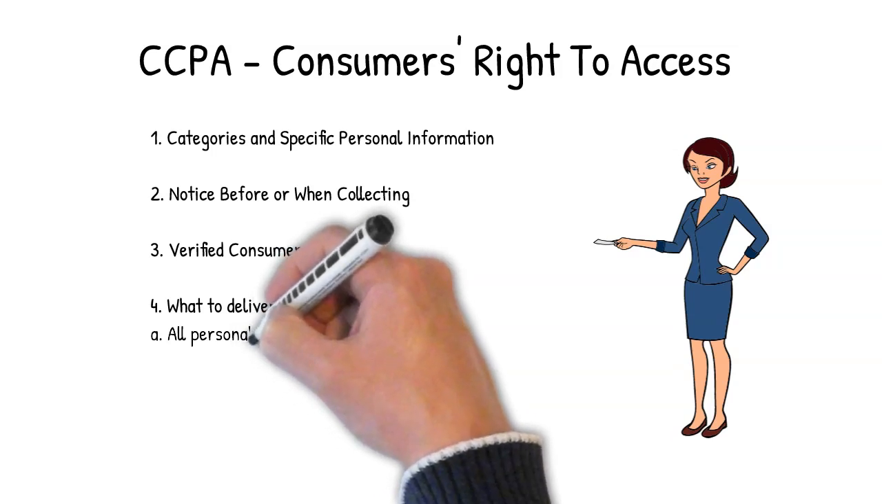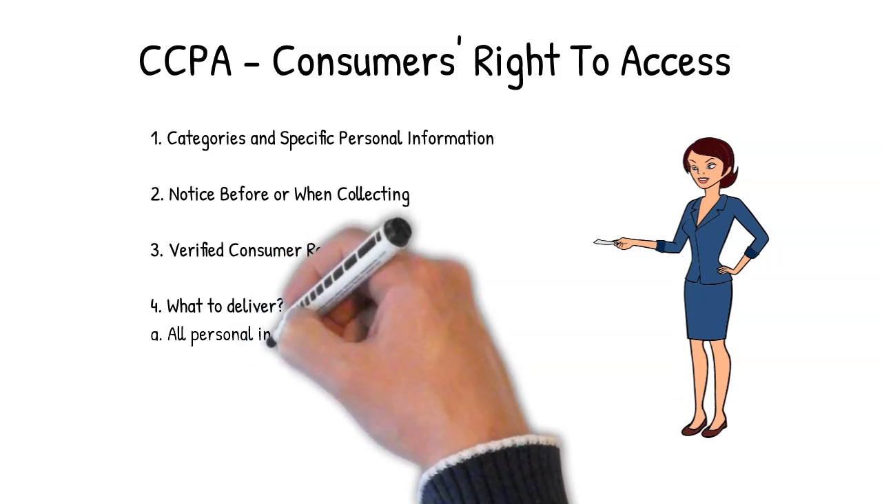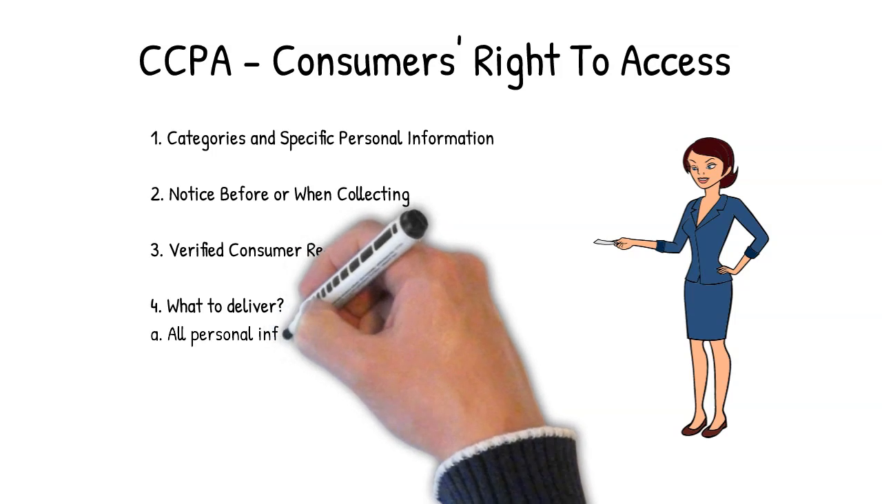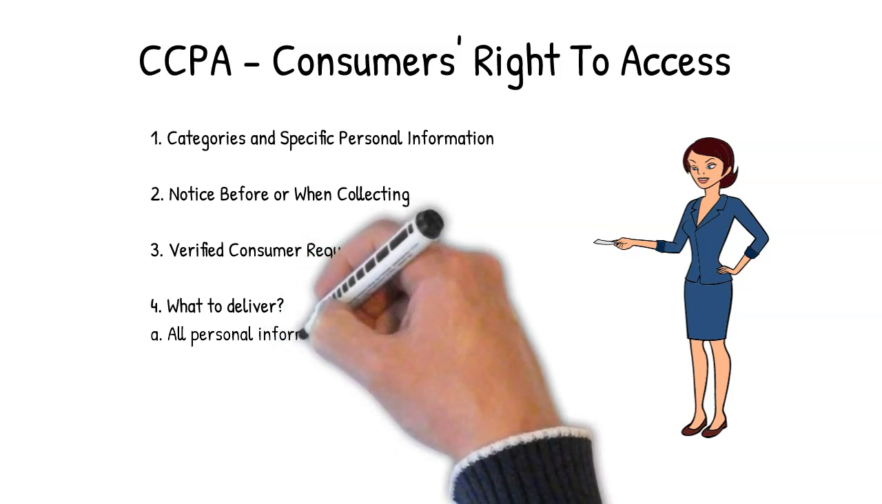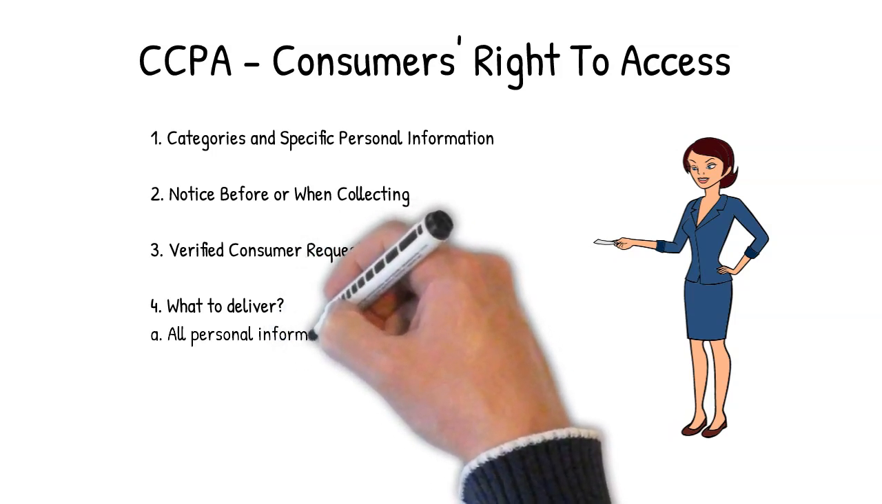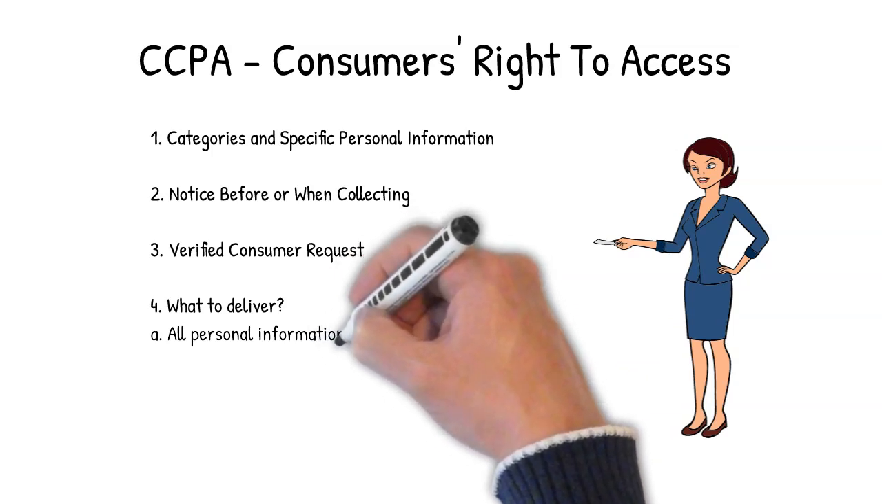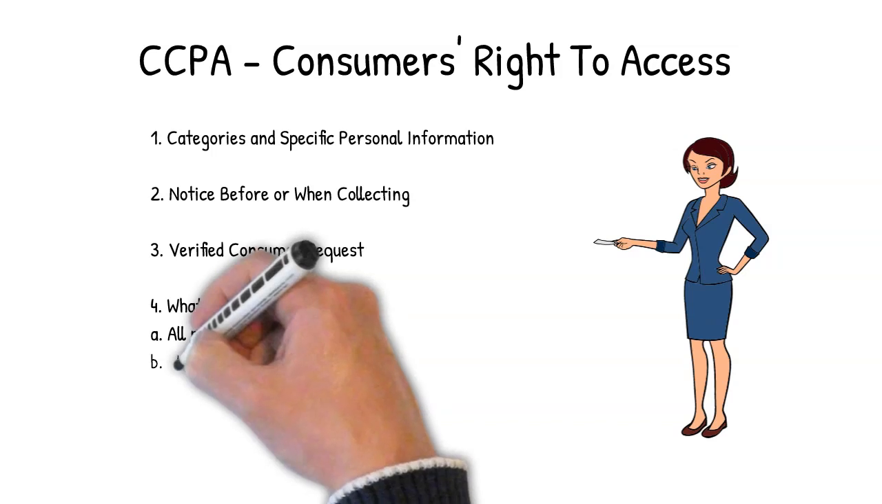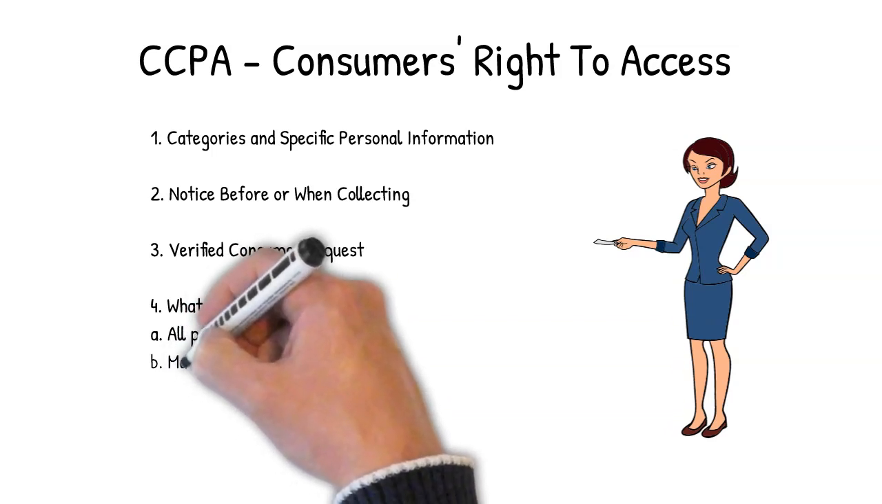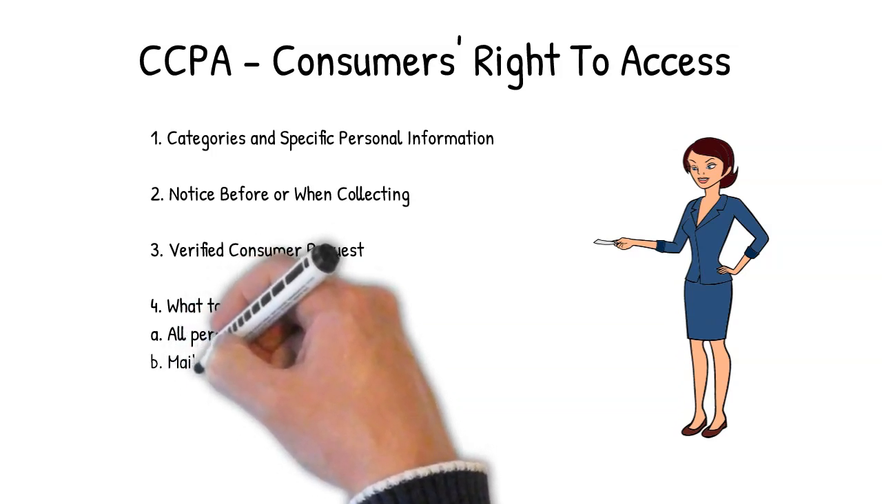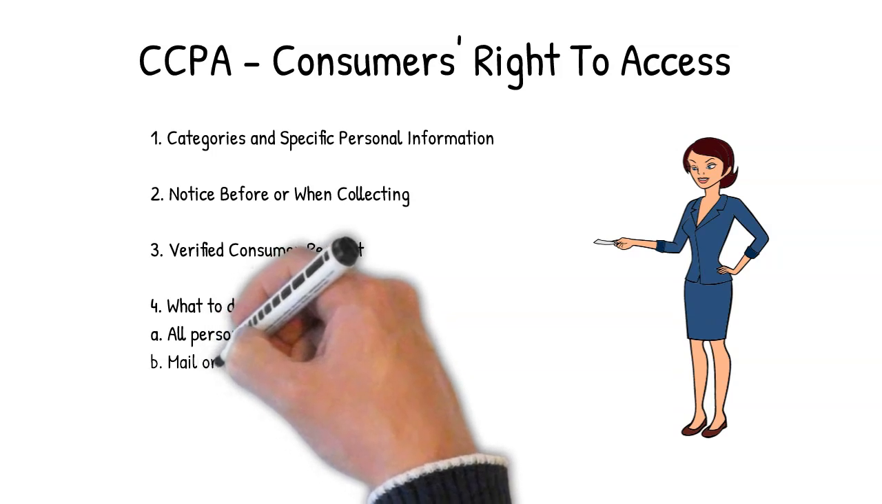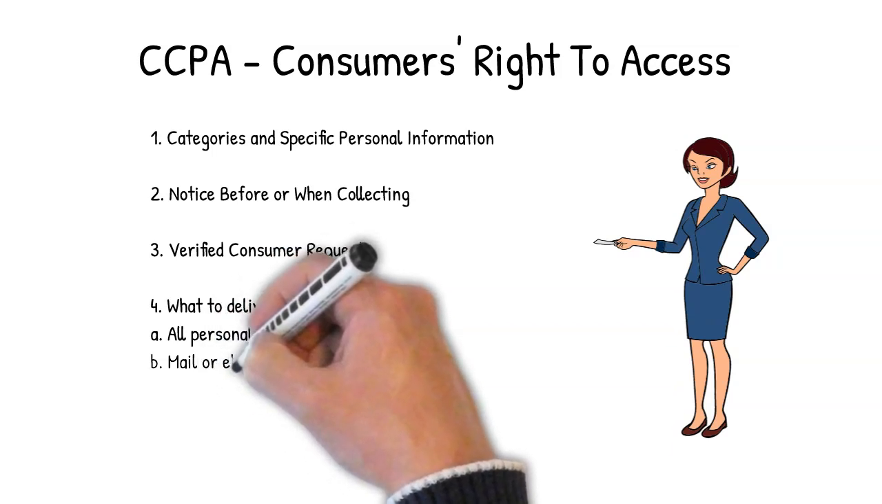Now, when do you have to give notice of these categories and the right to request specific information? Well, before or when collecting the personal information. And there's some controversy over what this actually means. Right now, most attorneys seem to have settled upon the idea that as long as you have it in your privacy policy or a separate California notice of privacy rights statement, you're probably going to be fine. But this is an area you want to keep an eye on.